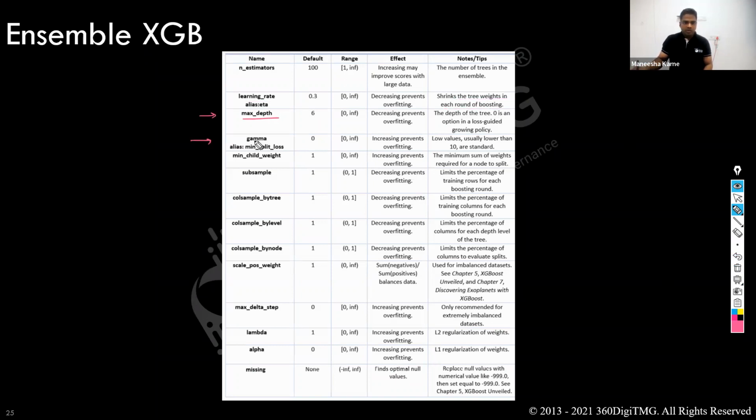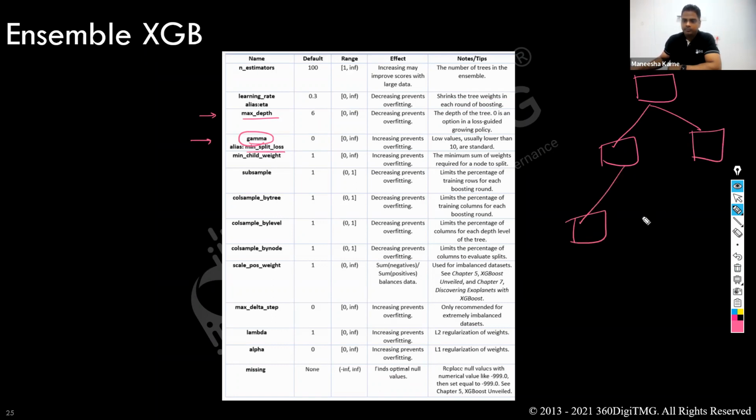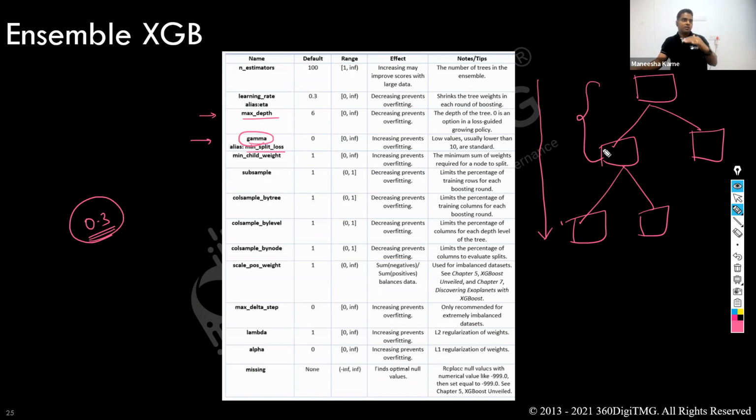Maximum depth anyways we are aware of, and we have something called gamma value. Gamma is an alias for minimum split loss. If I'm splitting a tree, I will continue splitting as long as the error value keeps on decreasing. So you put a condition saying that if I say 0.3, for example, what do you mean? At least if there is 0.3 reduction in the error, only then I will split. If the reduction in the error is only 0.1%, then I will not even continue further. I'll not split.